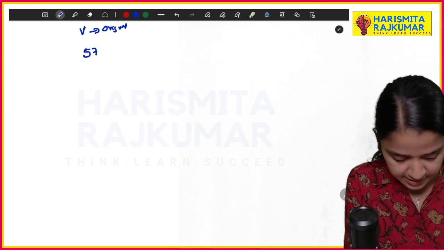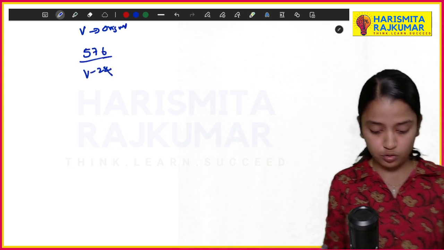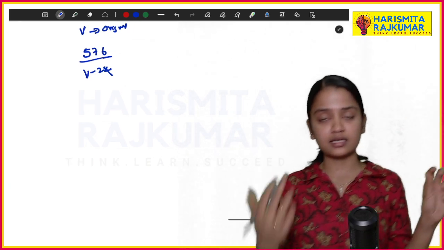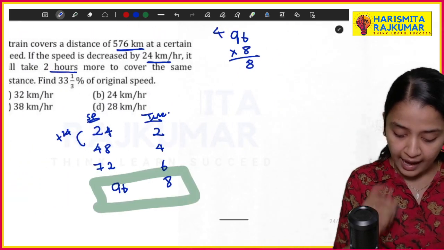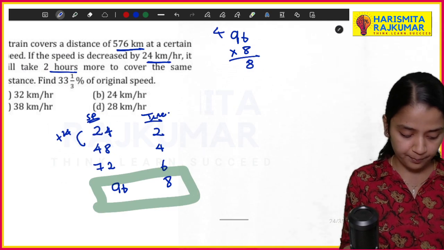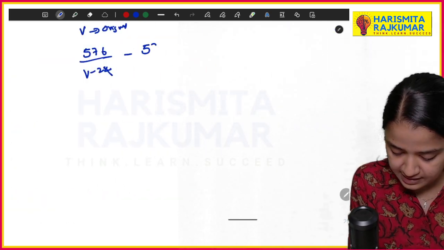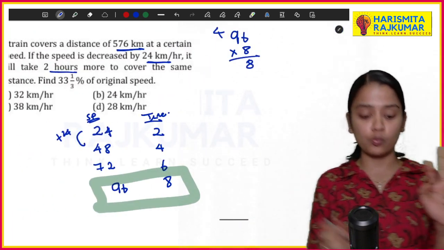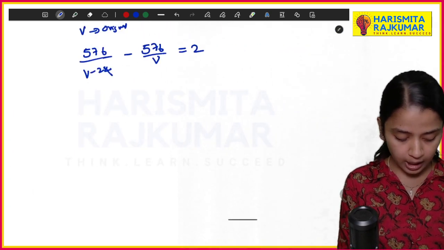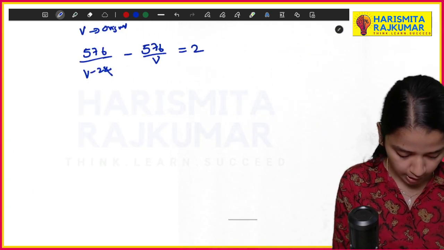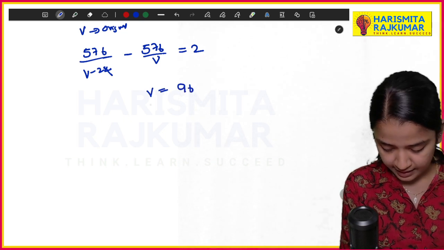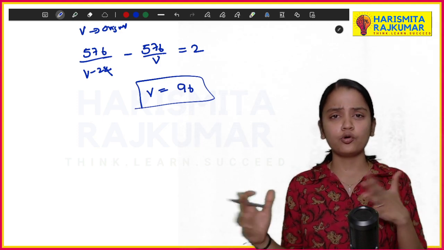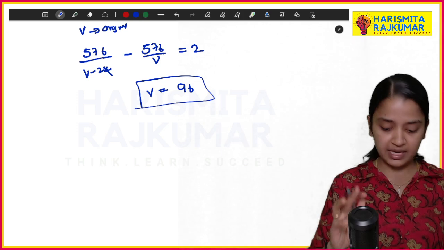So 576 by (V minus 24). The time taken is distance by speed, and the speed is reduced by 24 kilometers. Now minus 576 by V gives you 2. When it is reduced, you will have 2 more hours. When you solve all these using quadratic equations, you'll be getting V as 96.